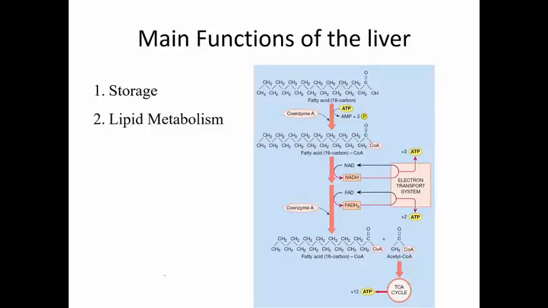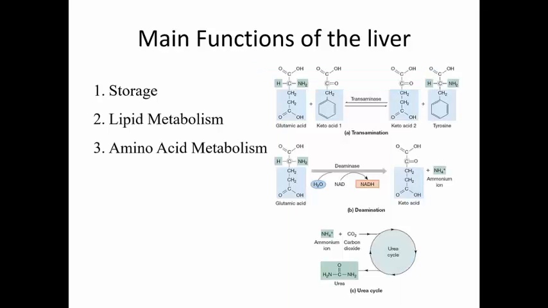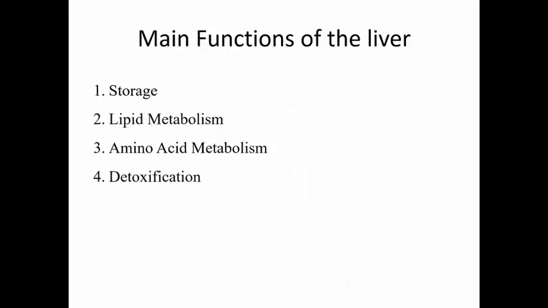Lipid metabolism takes place in the liver, and this is just showing you how lipids are metabolized in this image. We'll talk about that in more detail when we get to the next chapter. Amino acid metabolism can happen in the liver. You can get transamination and deamination reactions, which take amino acids and turn them into keto acids. And again, we'll talk more about how that works when we get into the metabolism chapter.